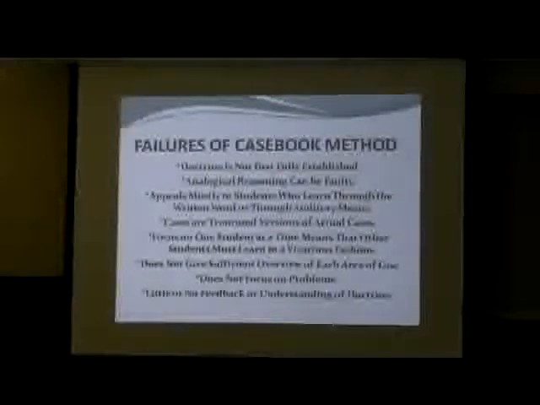Okay, what about the casebook method itself? Well, the thing is with the casebook, and again, those of you who went to law school understand this, and those of you who didn't just have to take what I'm saying. It's hard to discern what the heck they're talking about.